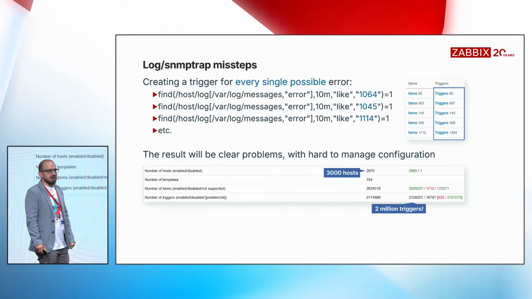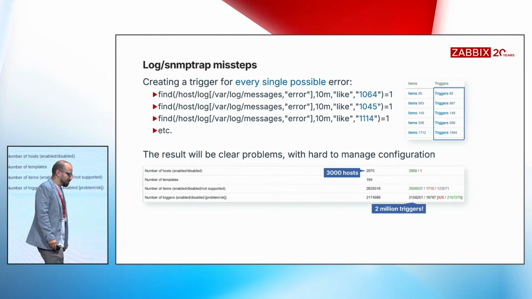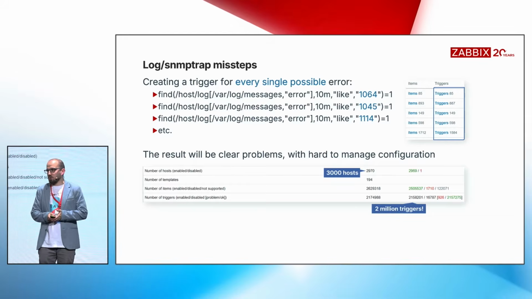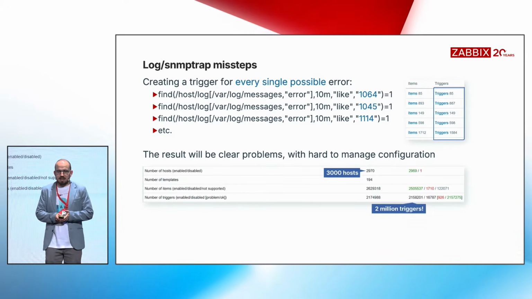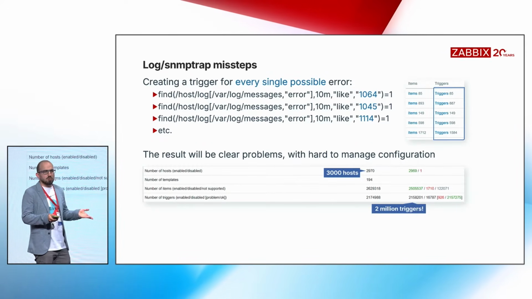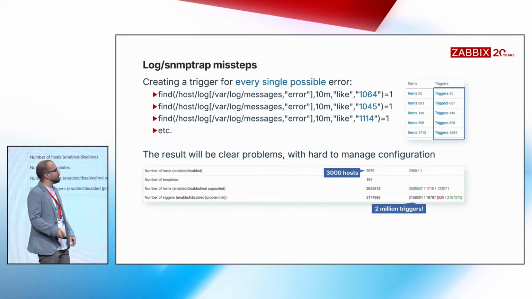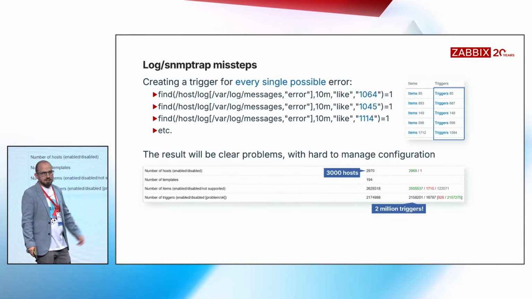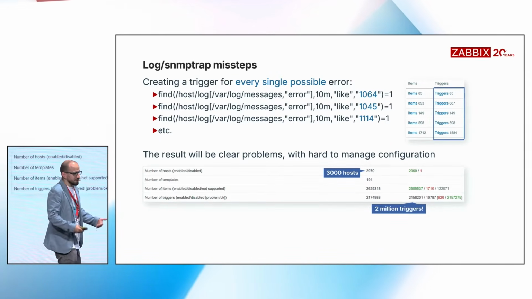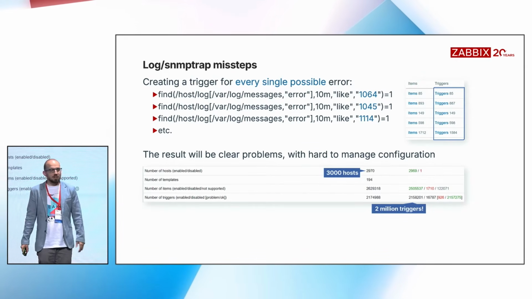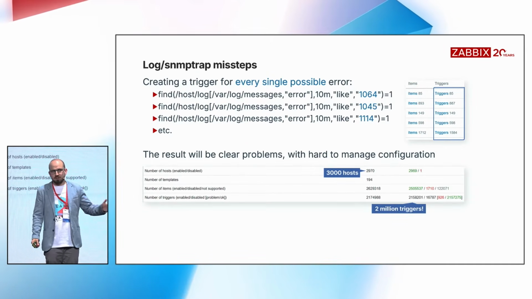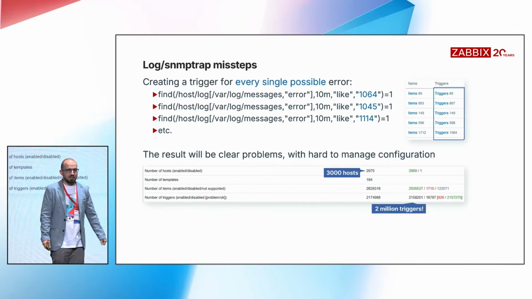So sometimes, in some cases, we think, okay, then I probably should create a trigger for every single possible error code that can happen. And then you get a configuration which is impossible to manage, right? Because depending on what you monitor and how many error codes there are, you may end up in a situation like this. This is, by the way, a real instance which has almost 3,000 hosts. But because of creating a trigger for every single possible error, they ended up with 2 million triggers, which is a bit hard to manage, right? You need to try to tune maybe 2 million triggers occasionally.